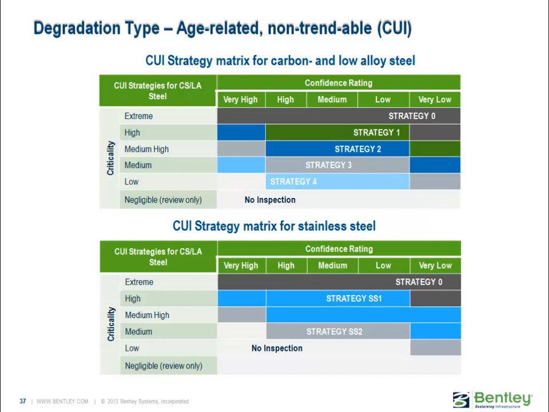The appropriate inspection maintenance strategy is determined by the combination of criticality and confidence rating. And a distinction is made between carbon low alloy steel and stainless steel, meaning that two different strategies and corresponding inspection and maintenance strategies are applied on carbon steel and stainless steel materials.